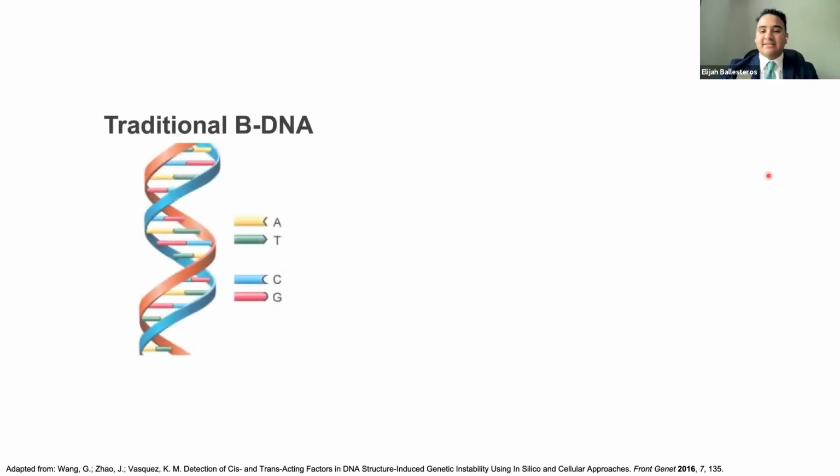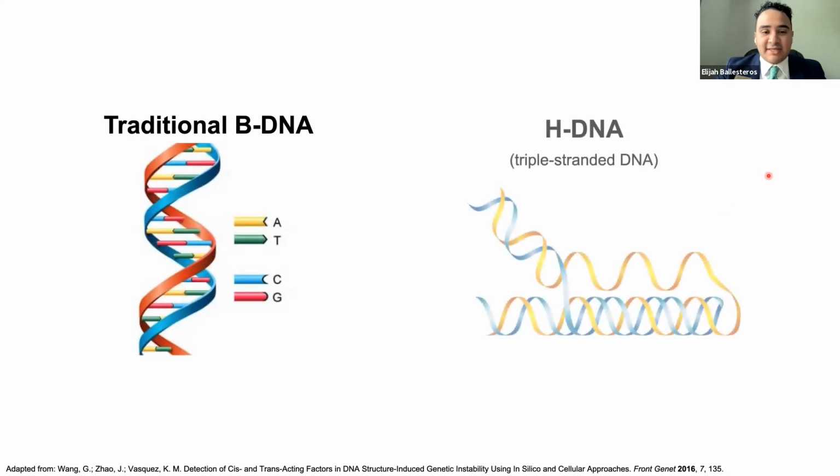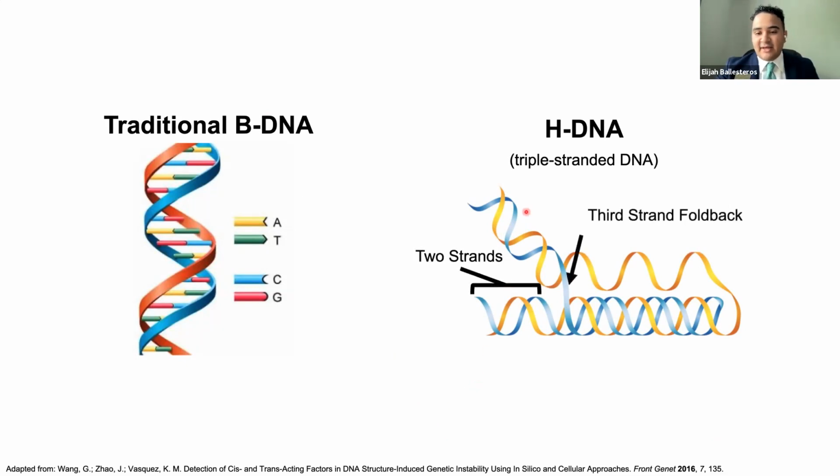First, let's review what traditional DNA looks like. This is the double-stranded helix that we typically learn about in high school and what we see in movies when they want to portray genetic material. But DNA can adopt alternative conformations such as hdNA, which is triple-stranded DNA. As you can see, there are two strands that are interwoven with a third strand that has decided to fold back onto the main duplex.